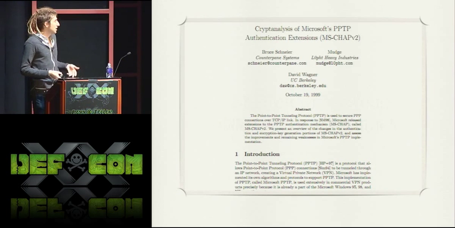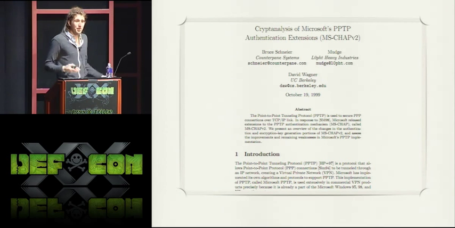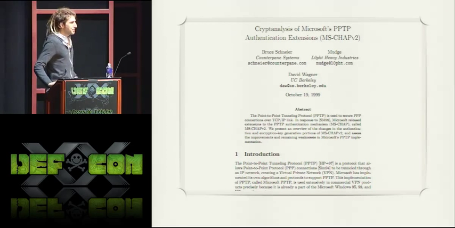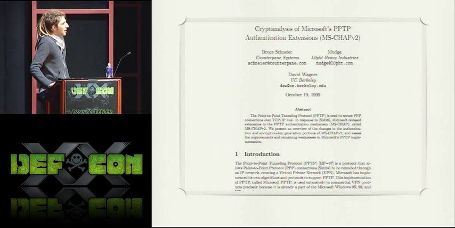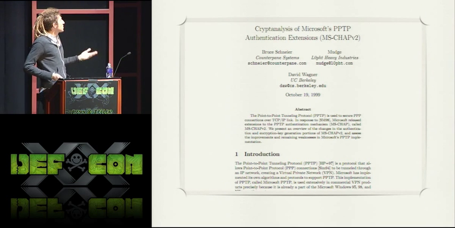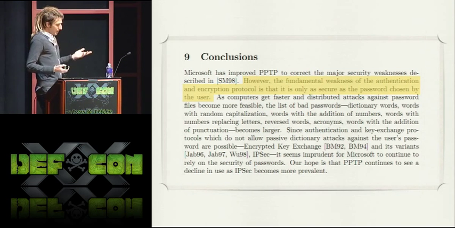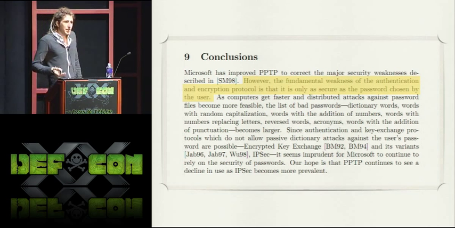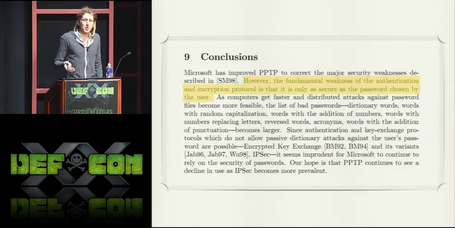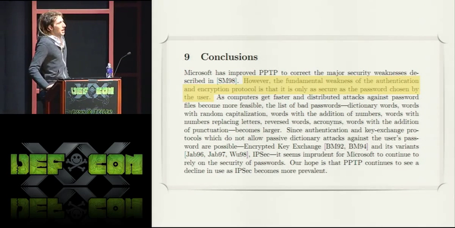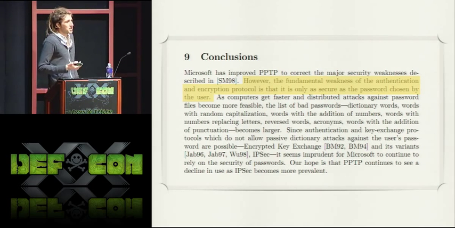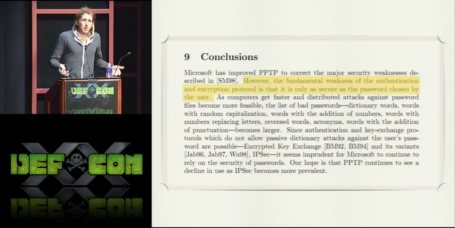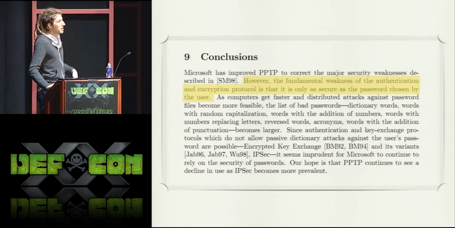There's even a paper that was actually published by Bruce Schneier and Mudge way back in 1999, where they look at this protocol, and the conclusion of the paper is basically, we looked at this and they fixed most of the problems that we found with MS-CHAPv1, but the real problem here is that the security of the protocol is based on the user's password, and we know that users don't choose good passwords, so this protocol could be susceptible to that kind of attack.